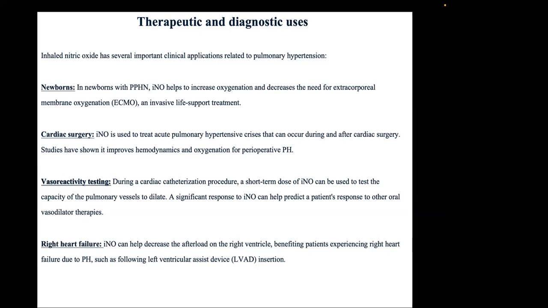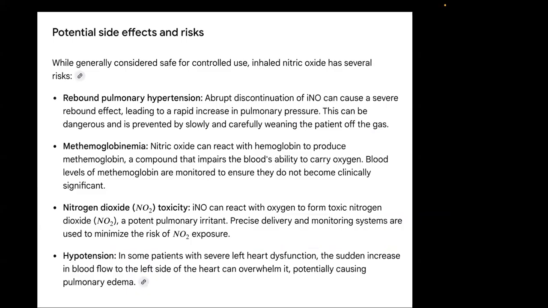Vasoreactivity testing: during cardiac catheterization, a short-term dose of inhaled nitric oxide can be used to test the capacity of pulmonary vessels to dilate. A significant response can help predict patient response to other oral vasodilator therapy. Right heart failure: it helps decrease the afterload on the right ventricle, a benefit in patients experiencing right heart failure due to pulmonary hypertension, such as following left ventricular assist device insertion. Potential side effects: rebound pulmonary hypertension, methemoglobinemia, nitrogen dioxide toxicity, and hypotension.